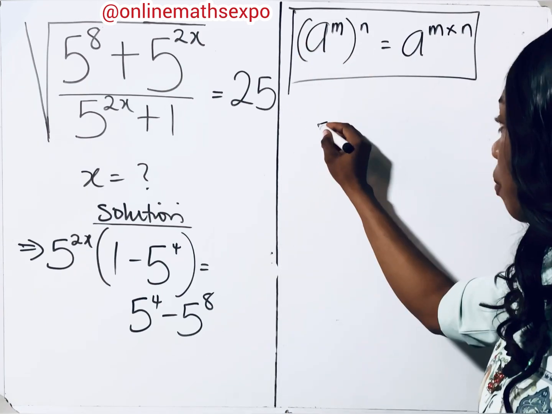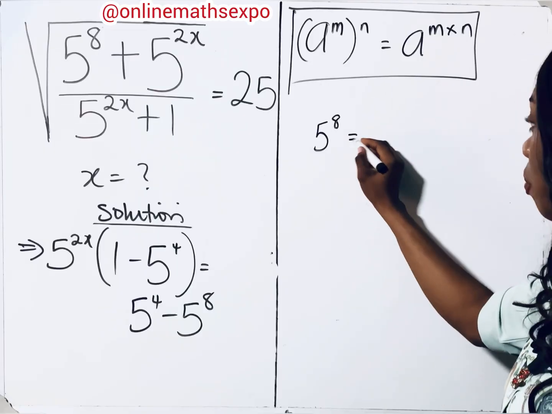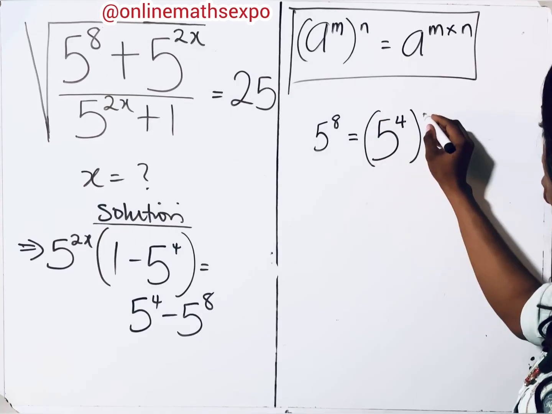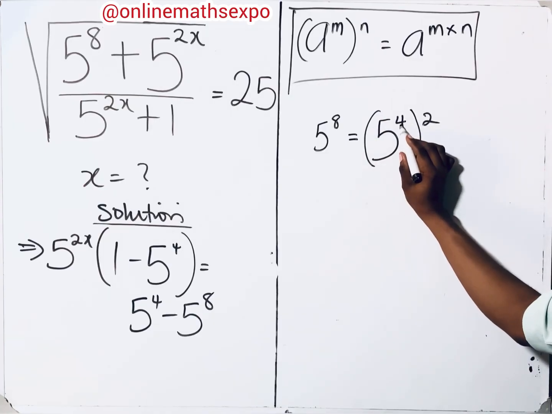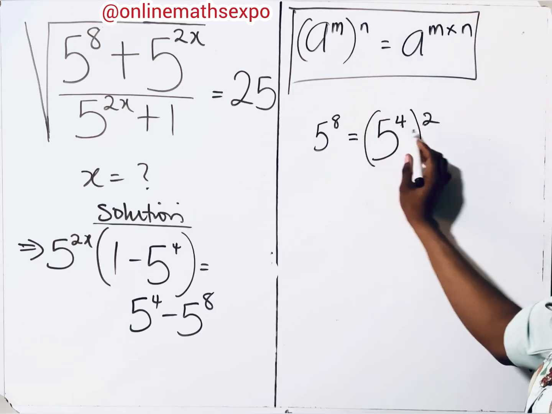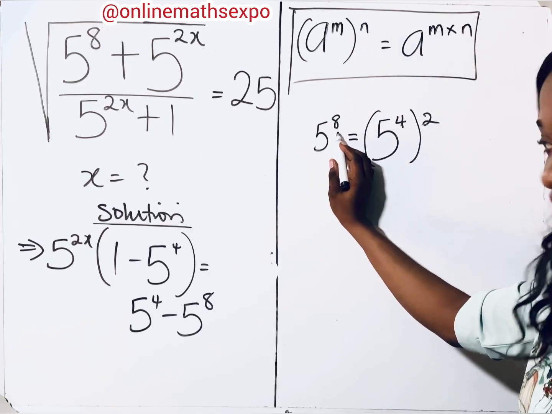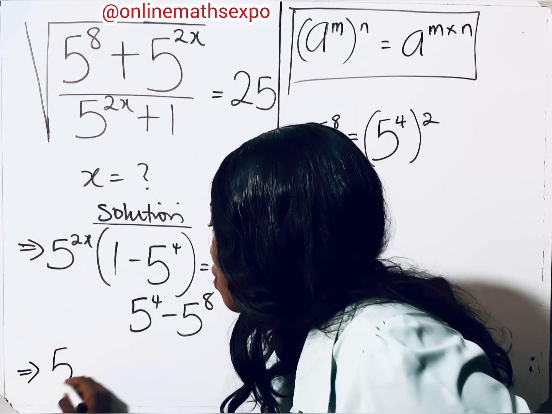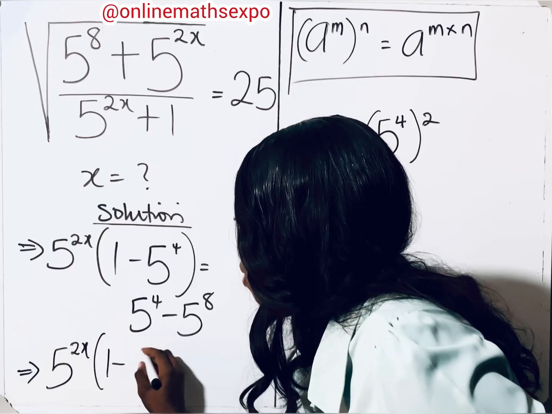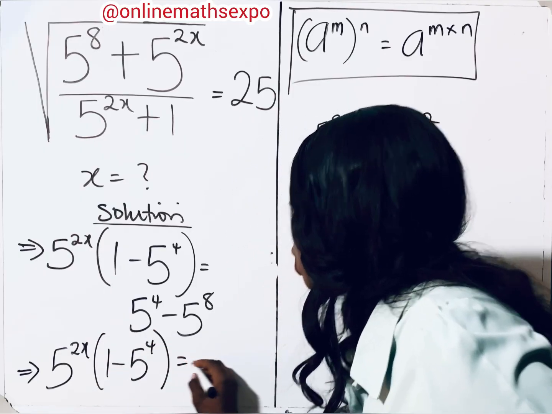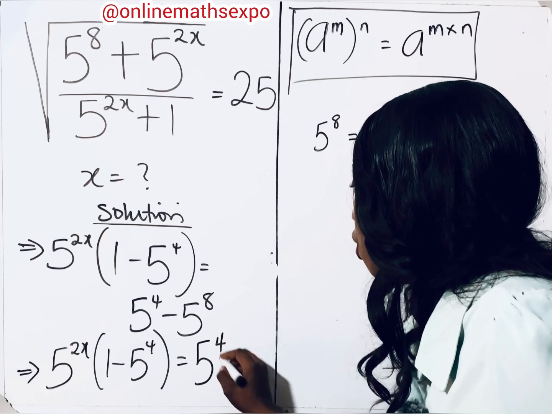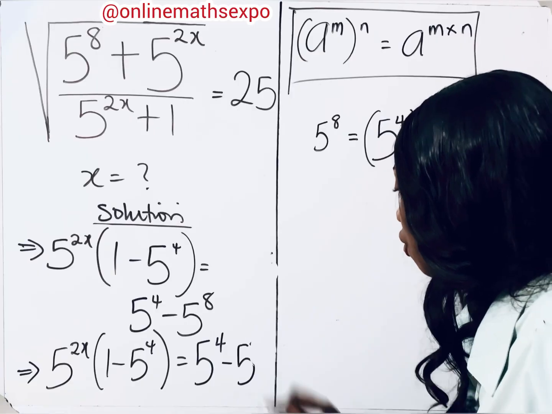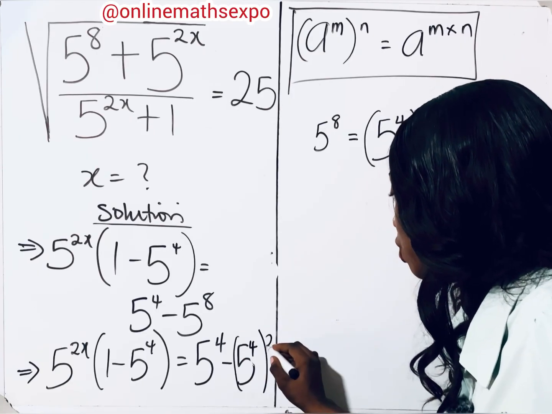If you look at 5 to the power of 8, you observe that it can be expressed as 5 to the power of 4 raised to the power of 2. Did you see? Because when you multiply 4 by 2, according to this rule, it gives you back 8. I hope you are seeing it. So what it means is that to simplify this, it can still be written as 5 to the power of 2x into 1 minus 5 to the power of 4 is equal to 5 to the power of 8. Sorry, minus 5 to the power of 4, then raised to the power of 2.